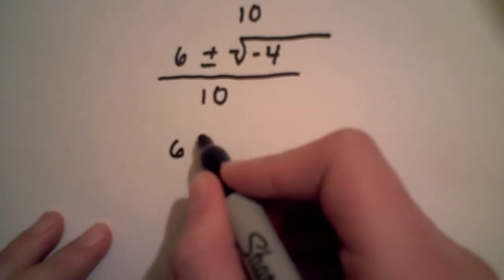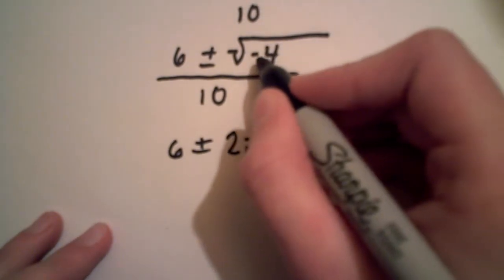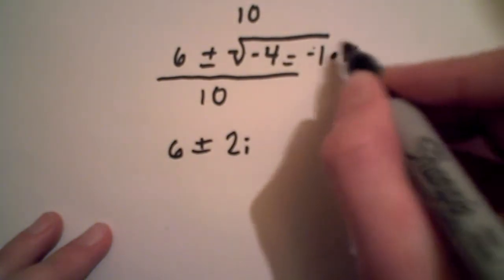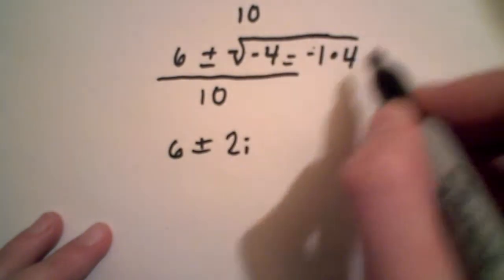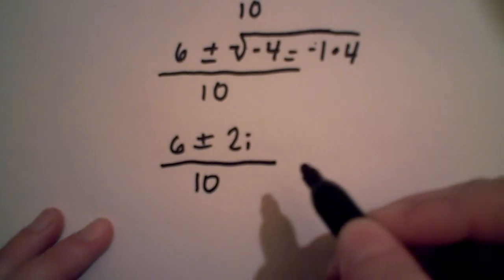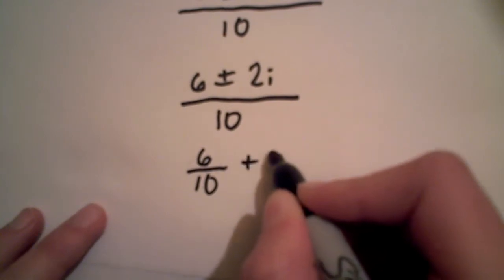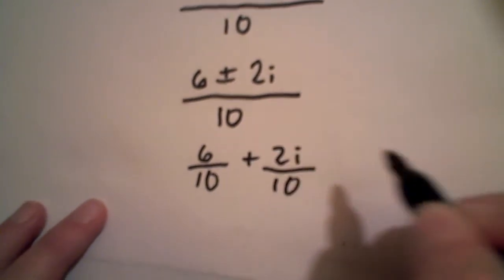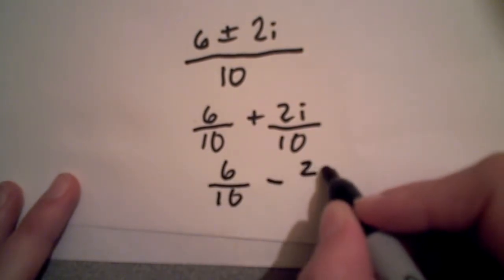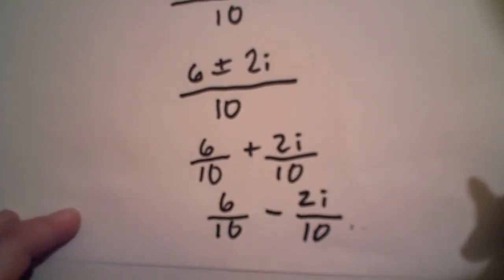We're just going to go 6 plus or minus 2i, because we can split the negative 4 into negative 1 times 4. The square root of negative 1 can be written as i. The square root of 4 is 2, divided by 10. So 6 over 10 plus 2i over 10 is one possible solution, and 6 over 10 minus 2i over 10 is the other possible solution. They will both work in this quadratic equation.